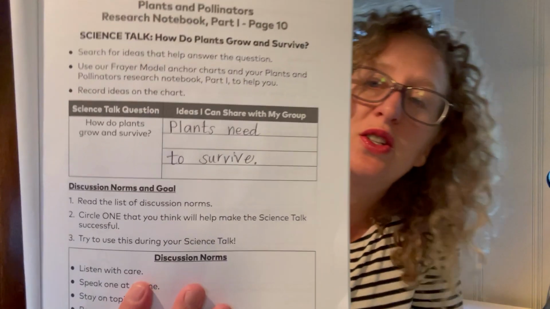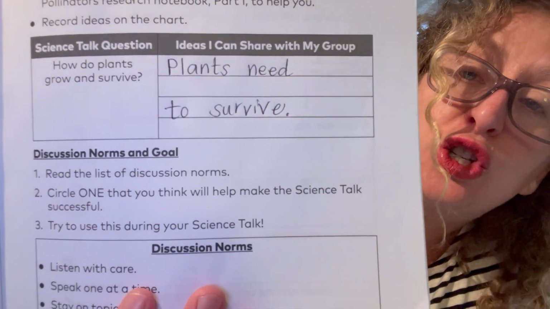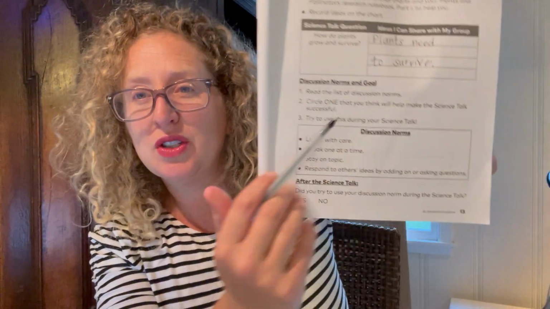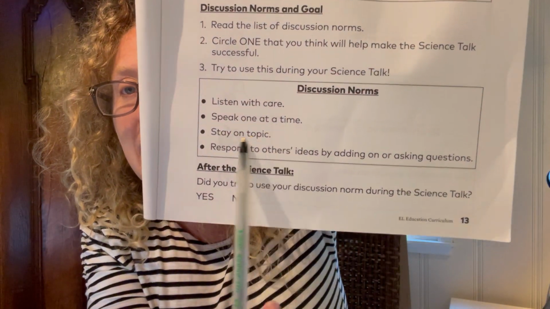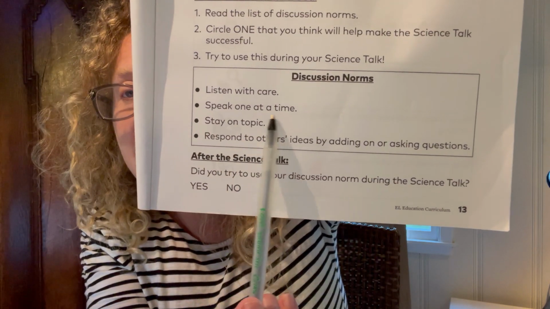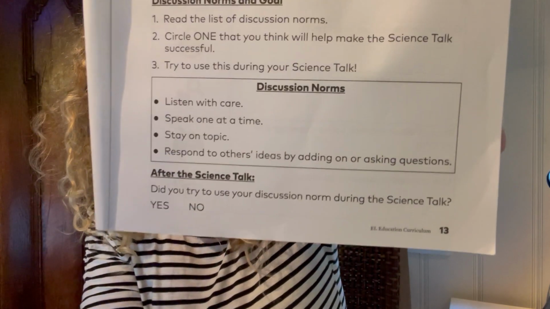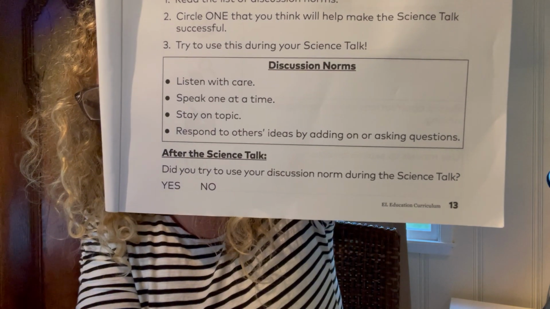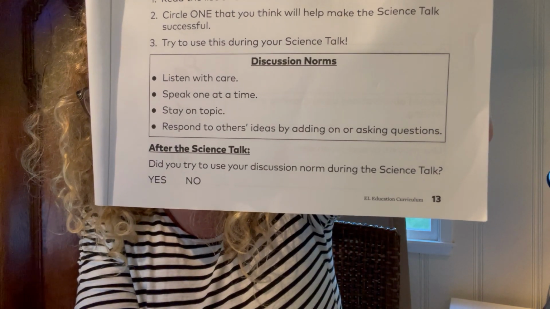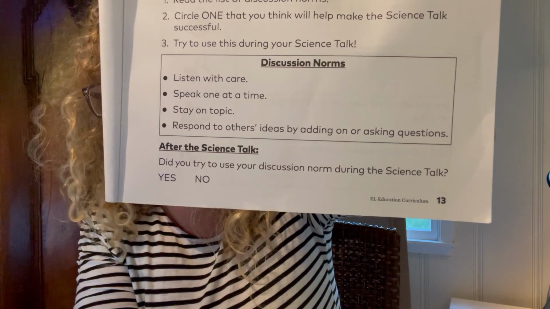So on this middle line, I would like you to come up with at least 2 things a plant needs to survive. And when we share today, we're going to have some norms. We want to listen to others with care, speak one at a time, stay on the topic of how plants grow and survive, and respond to others' ideas by adding on or asking questions. So you could say, hey, Dalila, could you tell me more about, or hey, Prince, I don't really understand what you mean by.